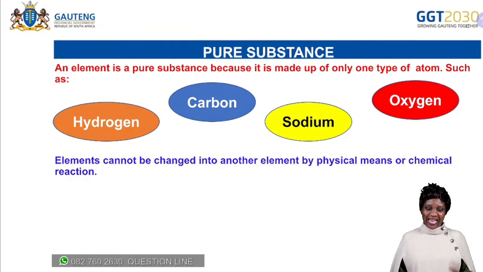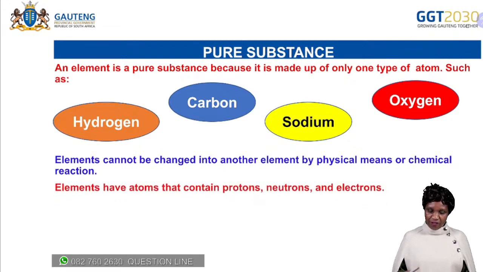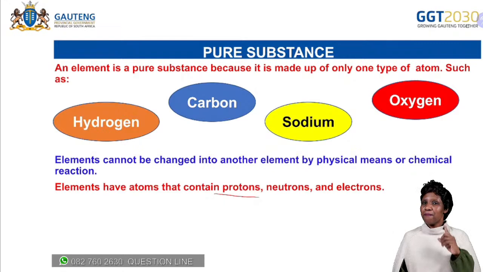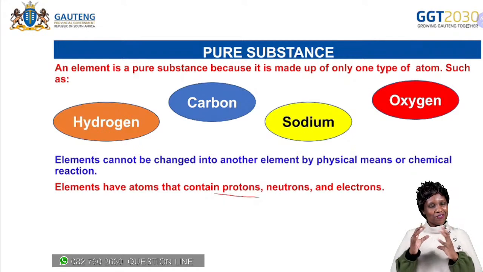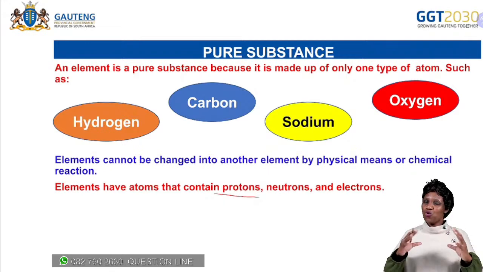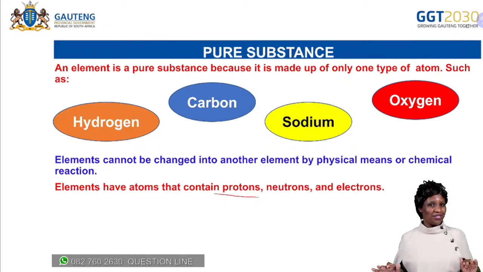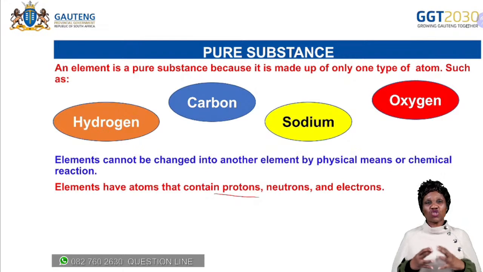Elements cannot be changed into another element by physical means or even a chemical reaction. Elements have atoms that contain protons, neutrons, and electrons. Remember the atomic structure. We have talked about the nucleus of an atom. In the nucleus of an atom, we find the what? The positively charged protons and the neutral neutrons. These don't have a charge, they are neutral. And they are being held down by strong forces.